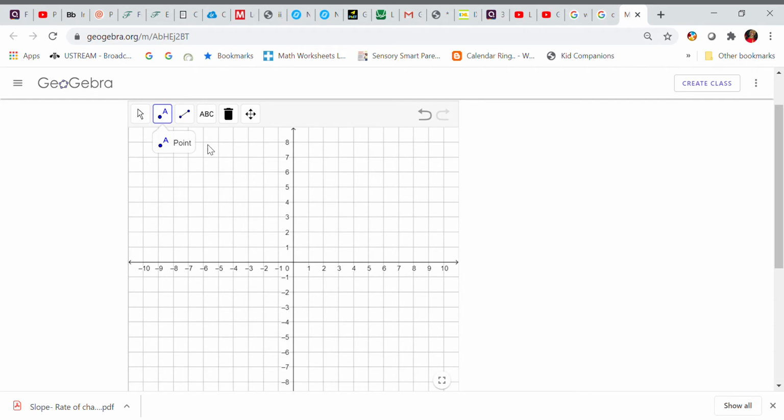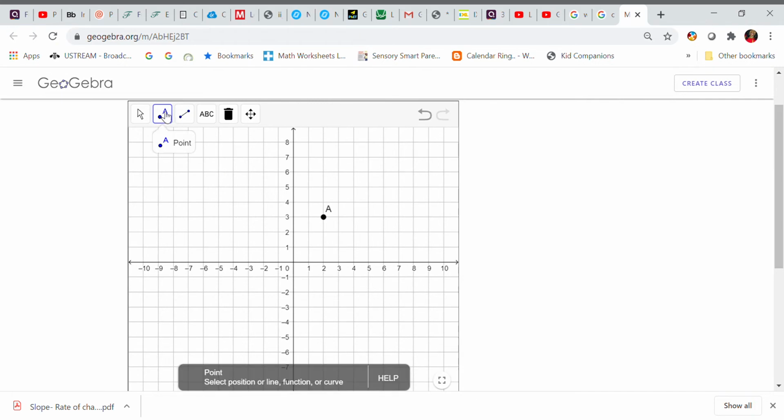Okay, so I'm just going to randomly place some points in some places. What I want you to notice is that I'm going to use what I call lattice points. Lattice points are the corners of where the grid lines meet. It makes it easier to count. So I'm going to put one right here. They called it point A. I'm going to go back up here and click on it again. They're going to give me a new point, and I'm going to put it here.